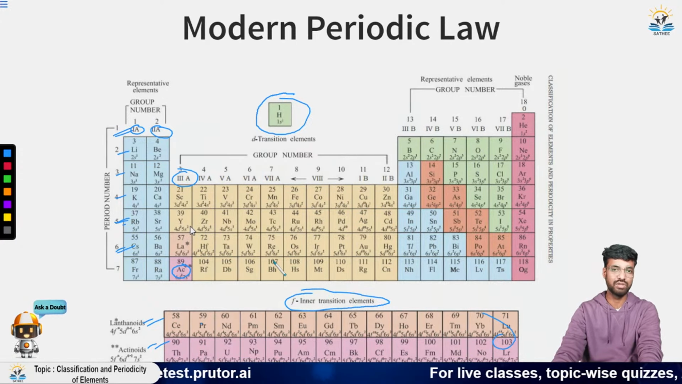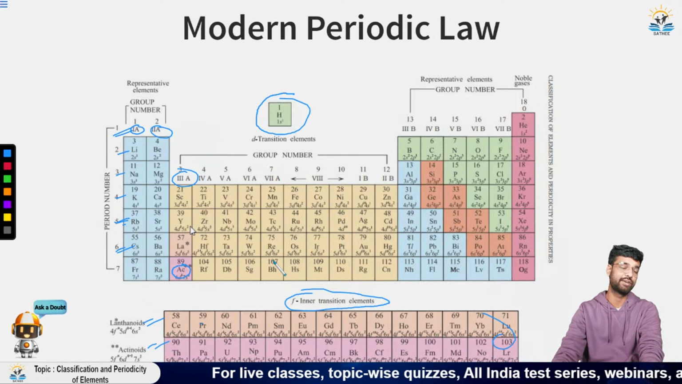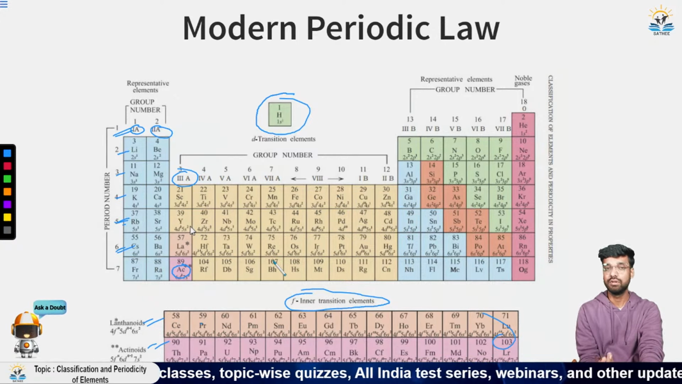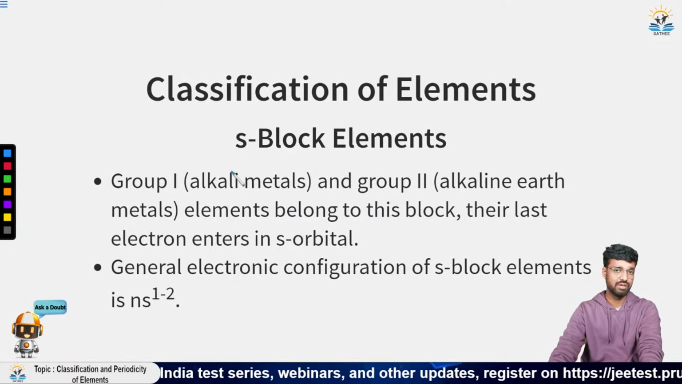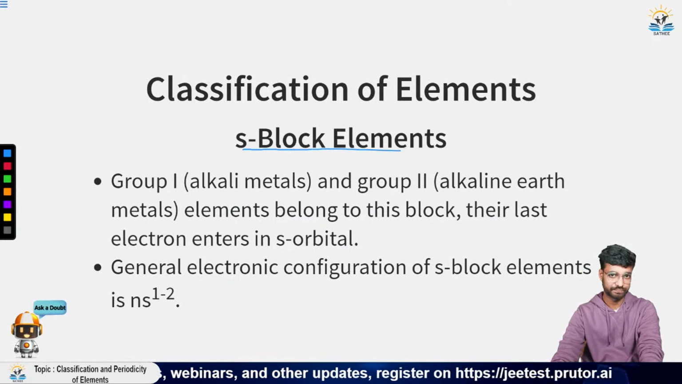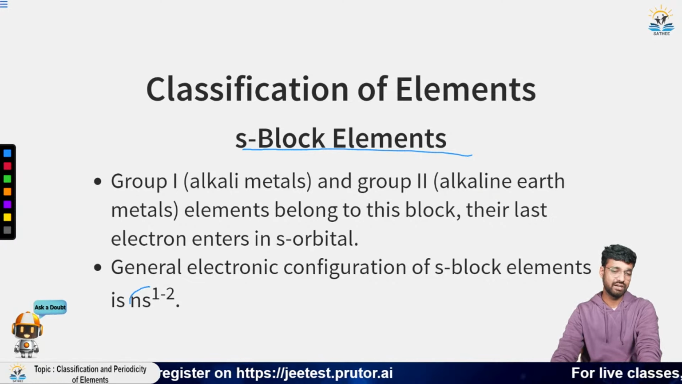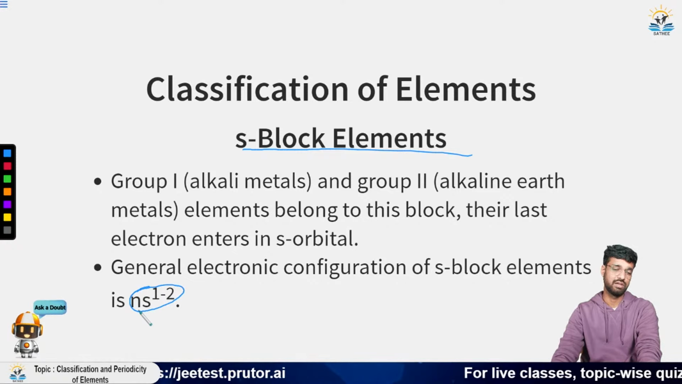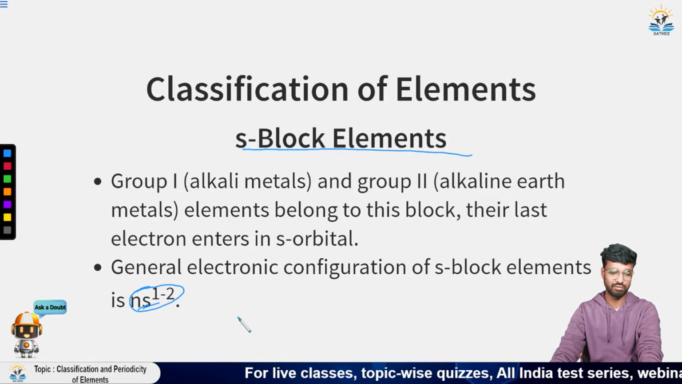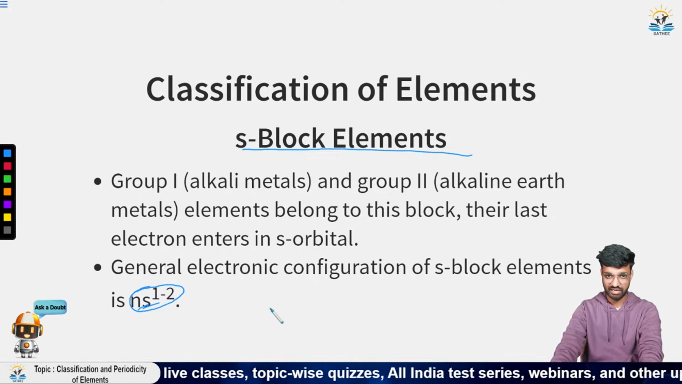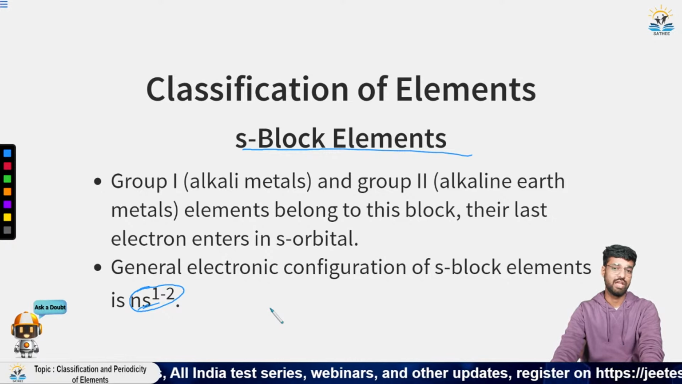Now let us move to the classification of S, P, D and F and see how electronic configuration helps in distributing these elements. First we will start with the S block elements. What is the general configuration for S block elements? It has an unfilled s orbital. You know that s has a maximum of 2 electrons, so ns goes from 1 to 2. If an element has an unfilled s orbital, then it is called an s block element.